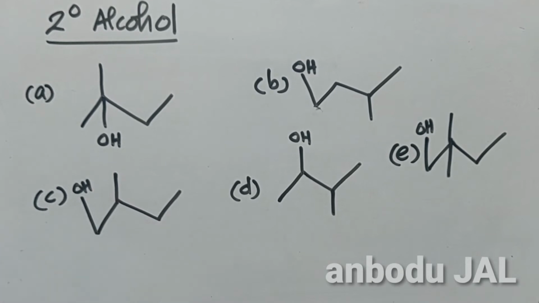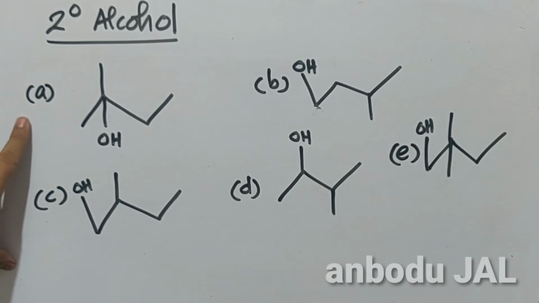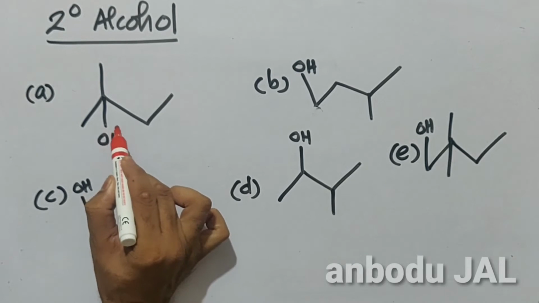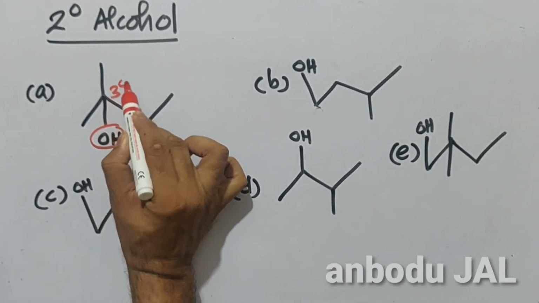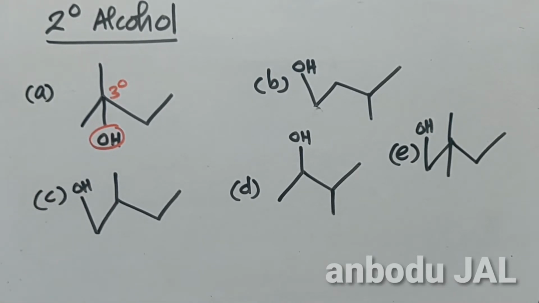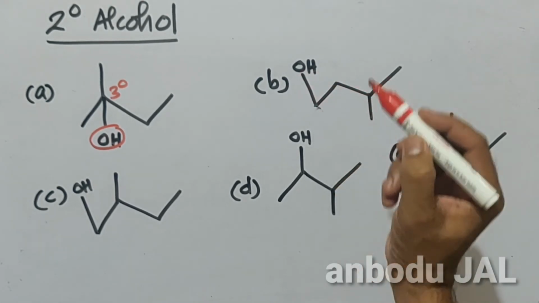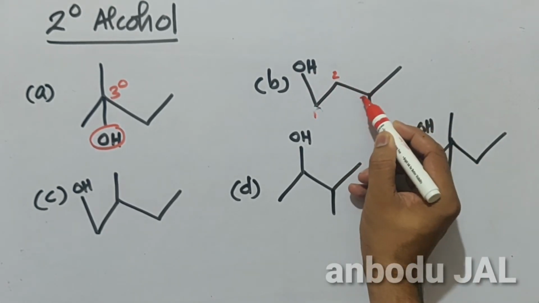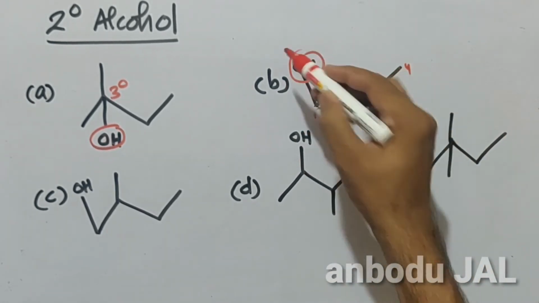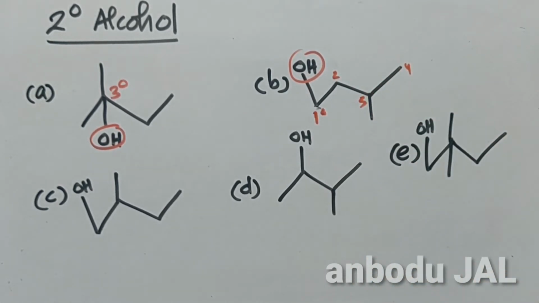The question is, which one is a secondary alcohol? Listen here. The first compound is 2-methyl-butan-2-ol. Here the OH group is attached on a tertiary carbon, so this alcohol is an example of a tertiary alcohol. The second option is 3-methyl-butan-1-ol. This is the first carbon, second carbon, third carbon, fourth carbon. Here OH is attached on a primary carbon, so this is an example of a primary alcohol.